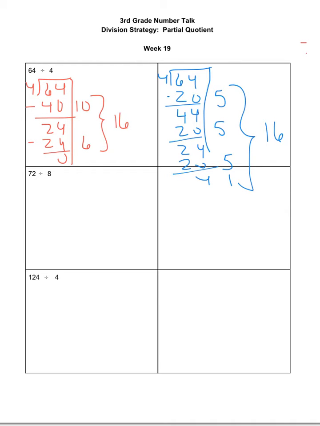Let's look at 72 divided by 8. Well, I know that 8 tens is 80. That's too big. So let's go with 8 fives, 40. Then if I know that 8 fours is 32, then I know that my quotient would be 9, because 72 divided by 8 is 9.